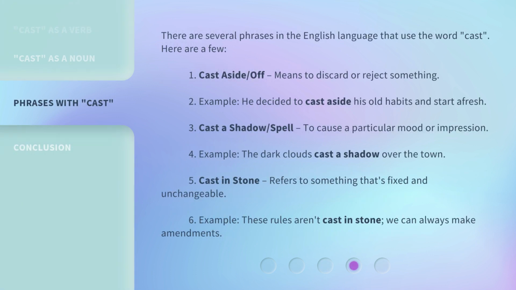There are several phrases in the English language that use the word cast. Here are a few. 1. Cast aside, or off, means to discard or reject something. Example: he decided to cast aside his old habits and start afresh. 2. Cast a shadow, or spell, to cause a particular mood or impression. Example: the dark clouds cast a shadow over the town. 3. Cast in stone, refers to something that's fixed and unchangeable. Example: these rules aren't cast in stone. We can always make amendments.